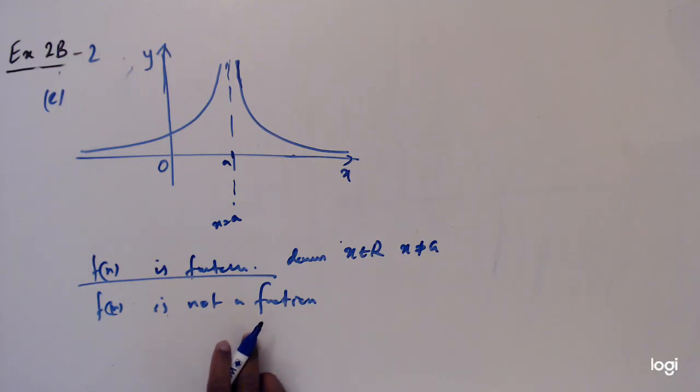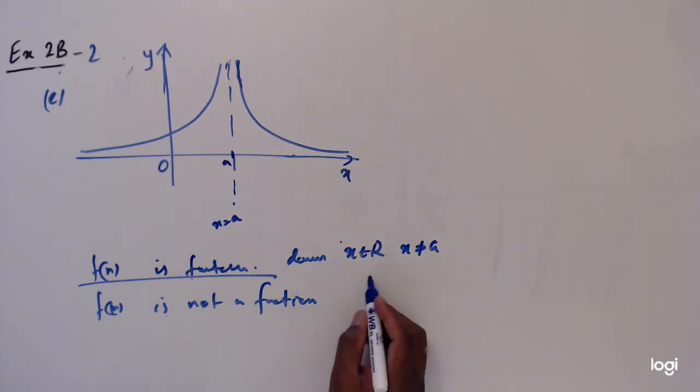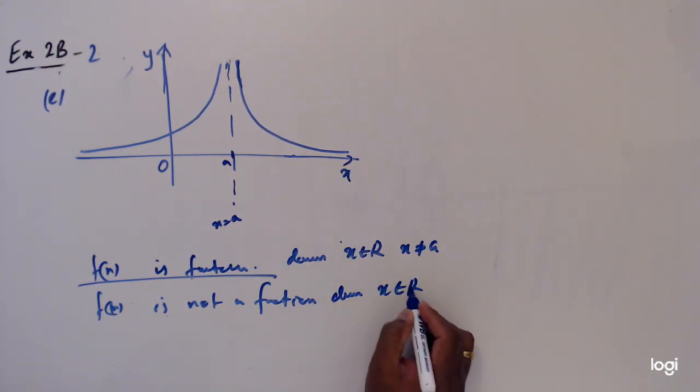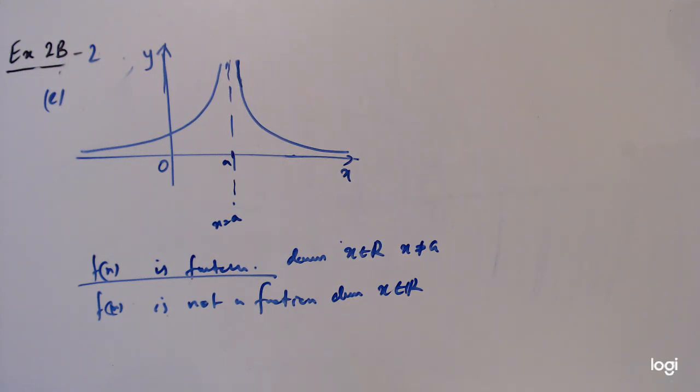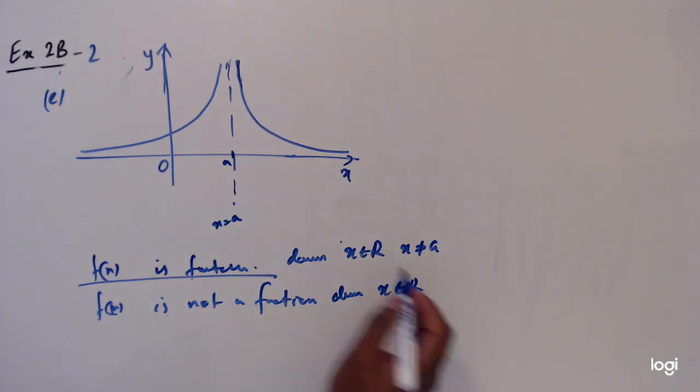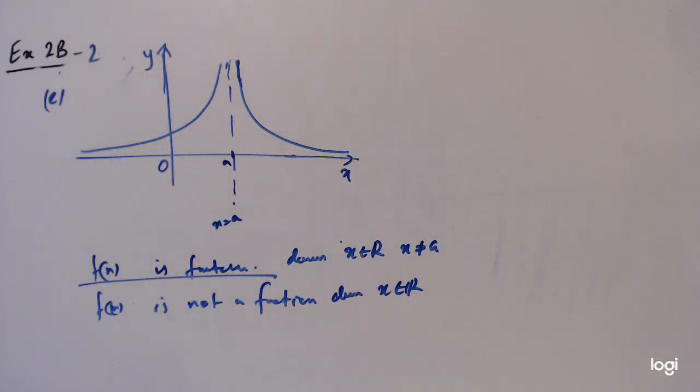And f is not a function if you want to make it not a function. Then you have to write the domain as x is an element of R, all the values belonging to the x axis. Then a is also included, and when you put a, there is no y value. As a result, this is not a function. So you can make this mapping a function or not by deciding the domain. If you exclude a, it is a function. If you include a, it is not a function.